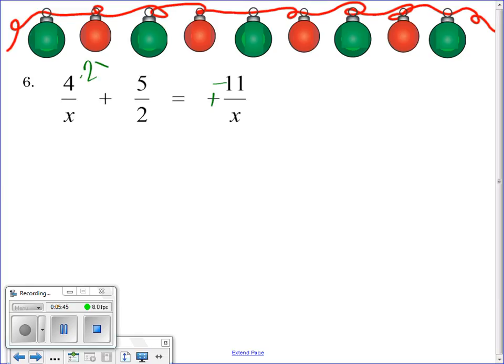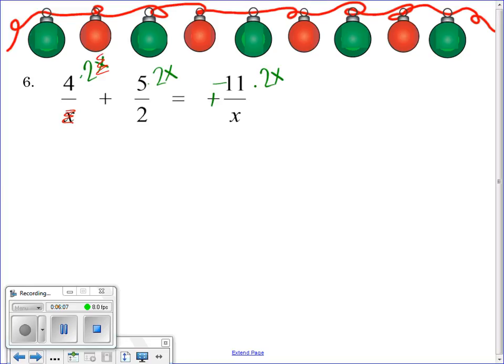Okay, step 3 is to multiply by the entire thing, right? So times 2x, times 2x, times 2x. Again, I have to make sure I'm fair, so I'm multiplying everything in the problem by it. And what is the goal? What am I trying to do here? Get rid of those fractions. That's my goal.